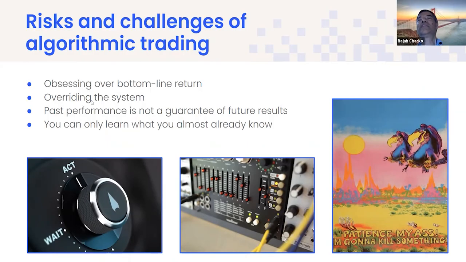Don't override the system. Don't say, hey, I got to do something because the system's just not making any trades right now and I'm getting bored, or I need to have some excitement. You might be like these two vultures here where they say, patience my ass, I'm going to kill something. This was popular in the 70s, and this is the first thing that came to mind for that one.